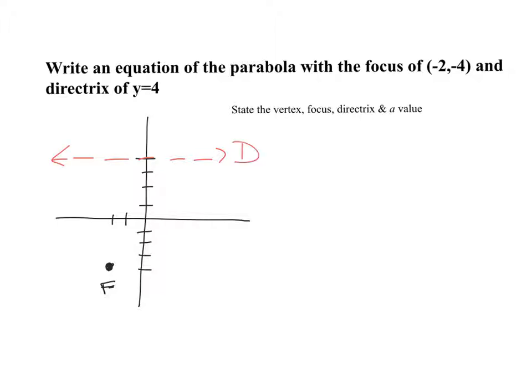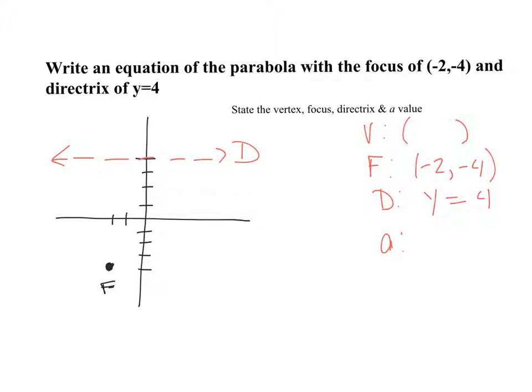This is my directrix. So right now I know I want my vertex, I need my focus, my directrix, and my a value. My vertex I still need to find, we don't know that. My focus they gave us was negative 2, negative 4. My directrix they gave us as y equals 4, I'm sorry. So I need to find my a value and my vertex.